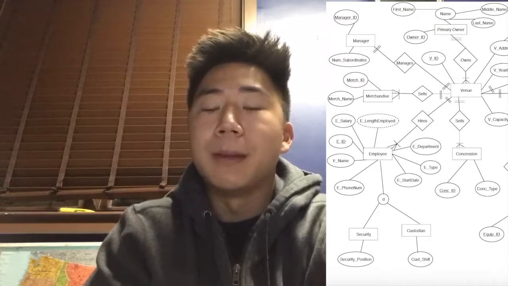Each manager manages one and only one venue, while each venue is managed by one and only one manager. Each manager also has the following attributes: manager ID and number of subordinates, with the manager ID as the primary key. Each venue hires one or many employees, but each employee can be hired by one and only one venue. Each employee has the following attributes: employee ID, employee department, employee start date, employee phone number, employee name, employee salary, employee type, and employee length employed, which is a derived attribute.